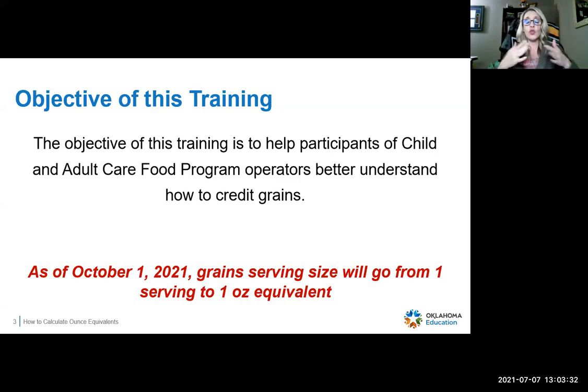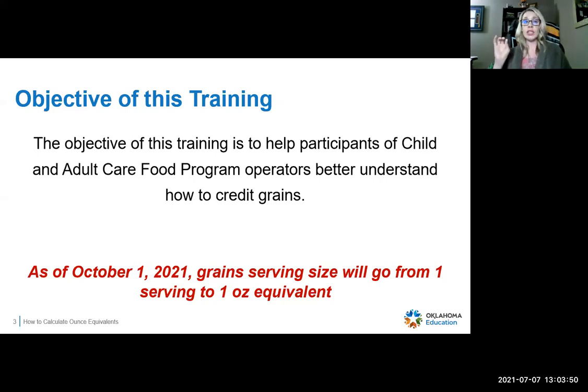So if you're wondering what's different for a school district, you're not doing anything different. You've already been doing it. But again, this goes into effect October 1st, 2021. Again, we're going from 1 serving to 1 ounce equivalent.